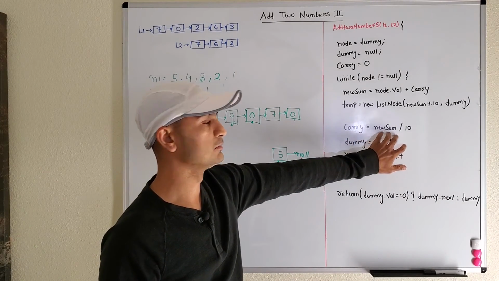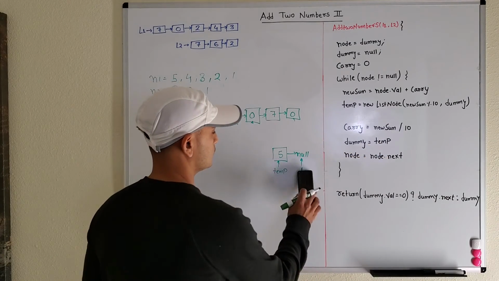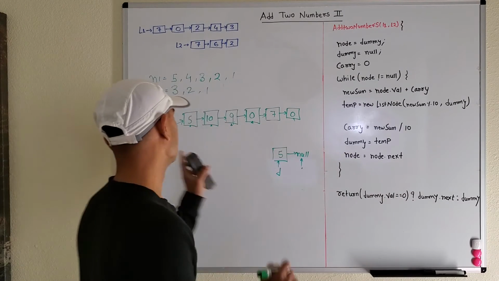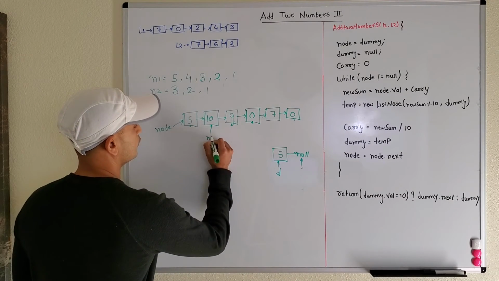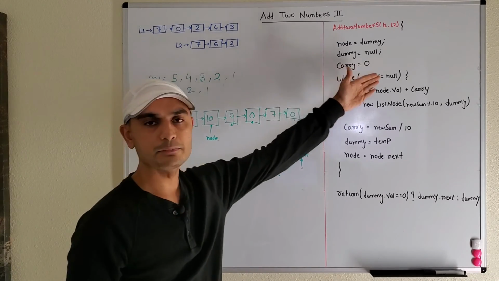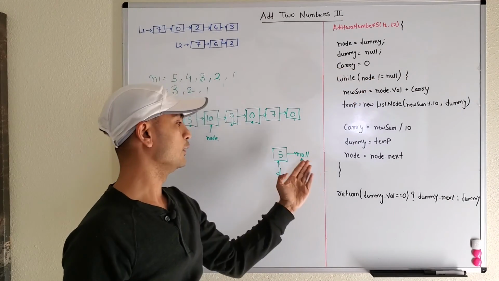In case new sum is more than 10, then carry will be 1. We move dummy to temp. So dummy comes here, and node goes to node.next. So node goes here. And we'll just keep repeating this in the while loop. So let's do that, and let's see how our list forms.